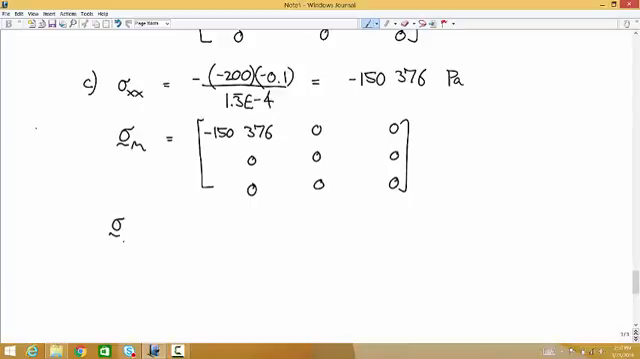And so the stress tensor at the bottom is the one for tension plus the one for bending moment. And what do you get for this one? 112,876. Negative 112,876, and zeros everywhere else.